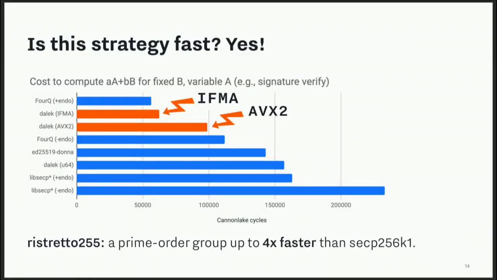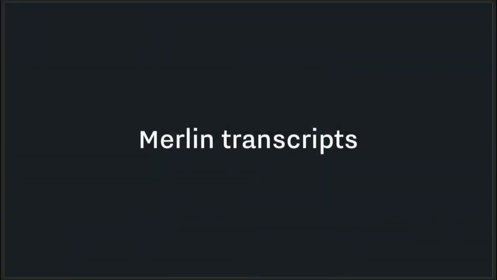The bottom 2 lines are libsecp, with and without using endomorphisms. So depending how you compare, at the end of the day, you get a prime order group that's up to 4 times faster, and not using any assembly or anything. It's all written in Rust. So that's nice.